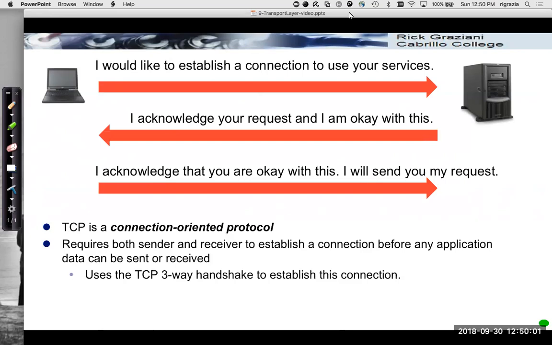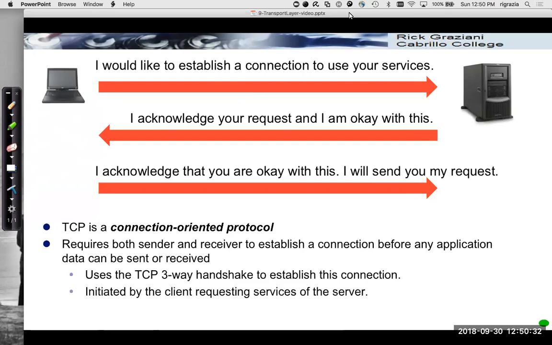So this has to take place before any data is actually sent or received. It's basically one side, usually the client, saying, I would like to establish a connection to use your services. The server acknowledges this, saying, yeah, I acknowledge your request and I'm okay with this. I'm actually going to reserve certain resources for you. And the client then says, okay, I acknowledge that you're okay with this, so let's go ahead and do it. We'll talk a lot more about this in TCP's three-way handshake.